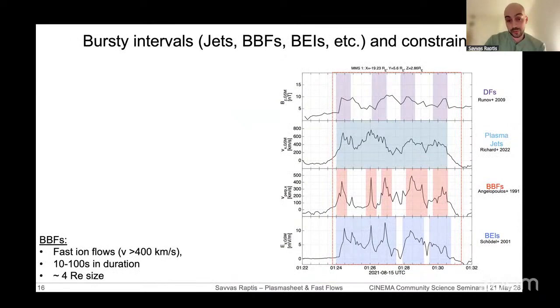The first thing we have to do is understand what we mean by mesoscale structure and burst intervals. Now, there have been many different definitions in the literature. Here, I took the same event from MMS, and I plotted it based on different definitions I found through the literature. At the third panel, you have the typical one, which is what we used, with a fast flow being perpendicular to the magnetic field. Therefore, it has a magnetic flux transport associated with it.